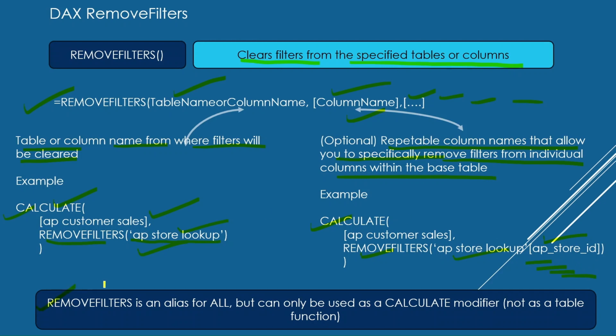This is very important. REMOVEFILTERS is an alias for ALL, but can only be used as a CALCULATE modifier, not a table function. This is very important, right? So whenever we use REMOVEFILTERS, it can only be used as a CALCULATE modifier. Here we can see the example which I have just given. This REMOVEFILTERS is used in this CALCULATE. Here also this REMOVEFILTERS is used in this CALCULATE.